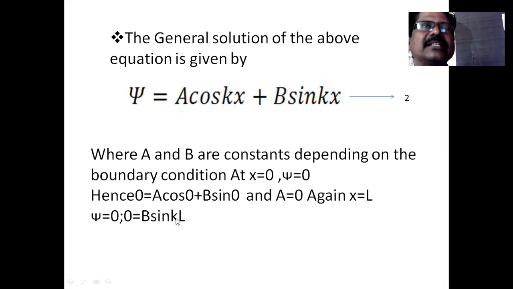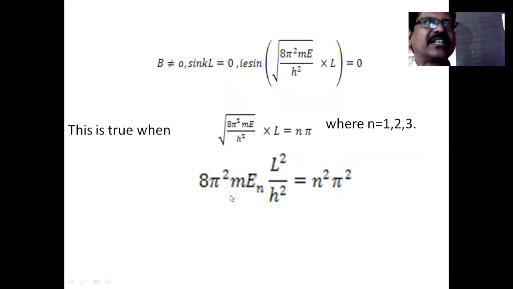Here k is equal to the root of 8 pi square mE divided by h square. But B is not equal to 0. So B is not equal to 0 and sin kL equals 0. This equation is true when kL is equal to n pi, where n equals 1, 2, 3, and so on.